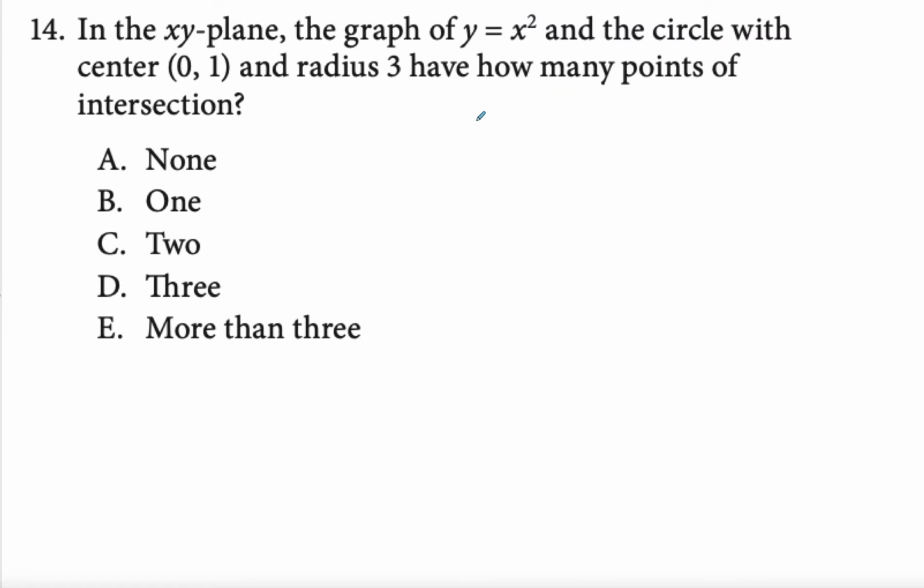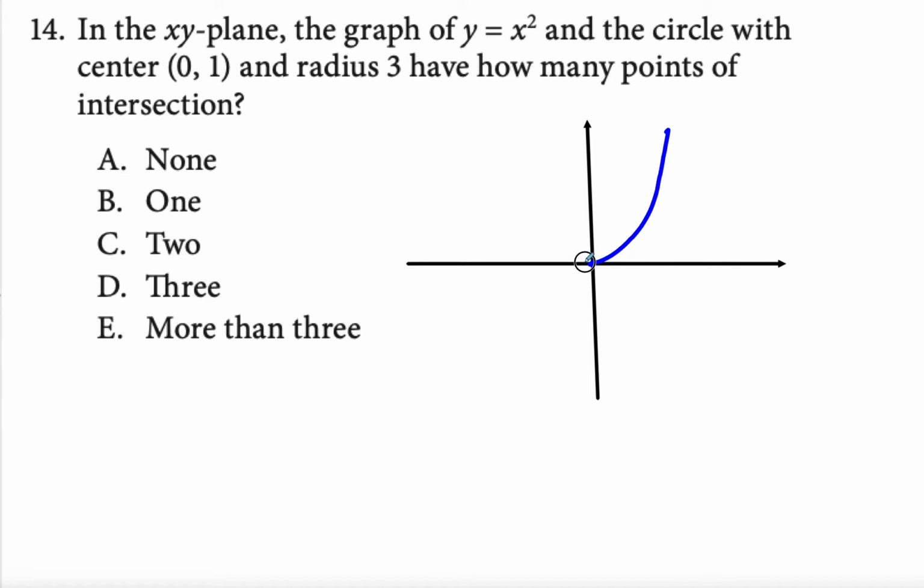Number 14. In the xy plane, the graph here, y equals x squared, and then a circle with center at 0, 1 and radius of 3. How many points of intersection do we have? So in fact, if you have to think about it, I have a parabola y equals x squared. It goes up this way. And then let us say this is equal to 1. But the radius of the circle would have been equal to 3. So the radius is 3. That means from here I'm going to go all the way up to 4.